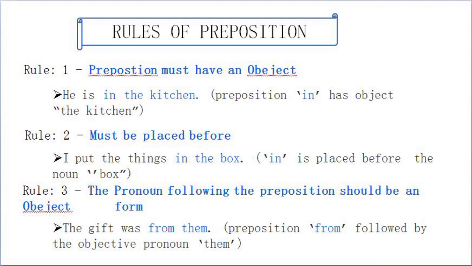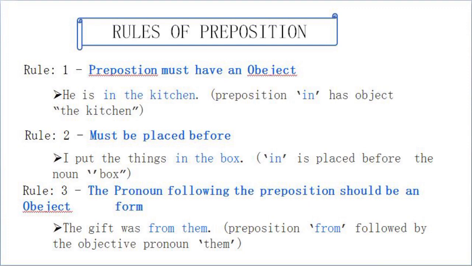Second one, rule number 2, a preposition must be placed before the object. As we said in the first rule, if a sentence ends with a preposition word, it should be considered an adverb, not a preposition, right? So for example, I put the things in the box. Here, "in" is a preposition. It is placed before the object, box, right?